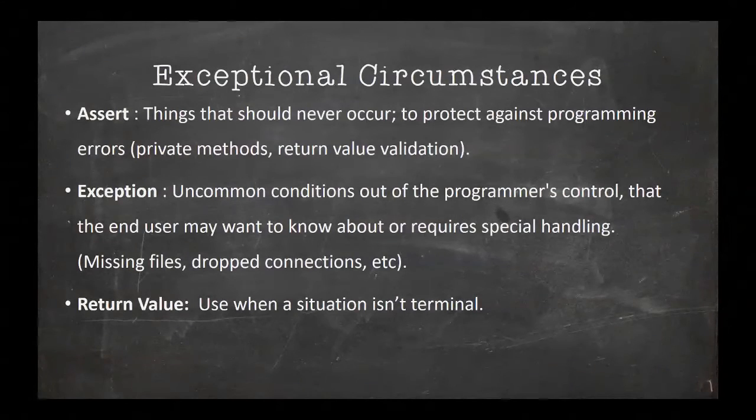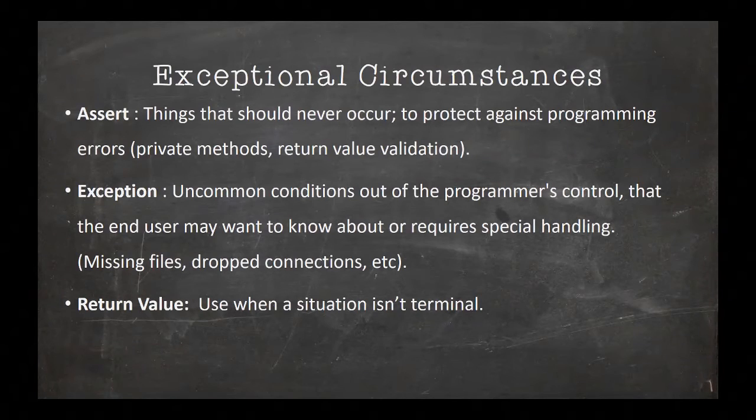An exceptional circumstance is something that has happened to your code that you didn't want, or that is not normal to the flow. So this means you tried to open a file, and the file wasn't there. That is not what you expect to happen. A dropped internet connection, stuff like that. There are 3 ways of alerting the programmer or the user of your code to exceptional circumstances. The user could also be you. Keep that in mind. The first way is assert.